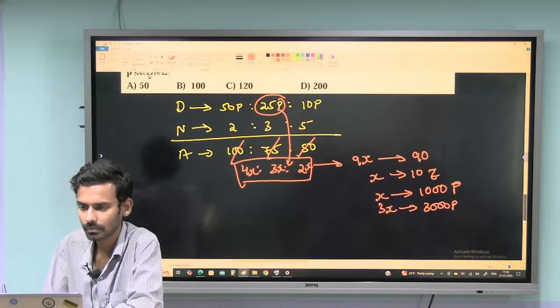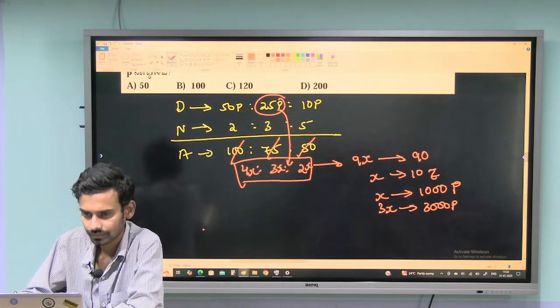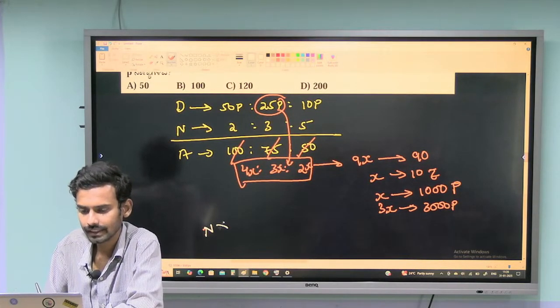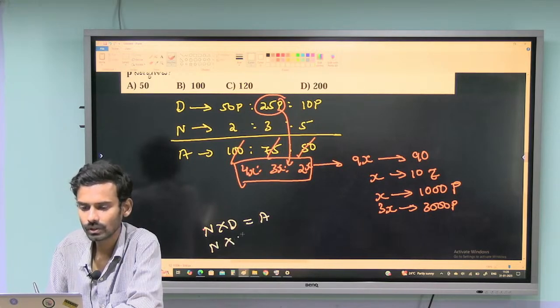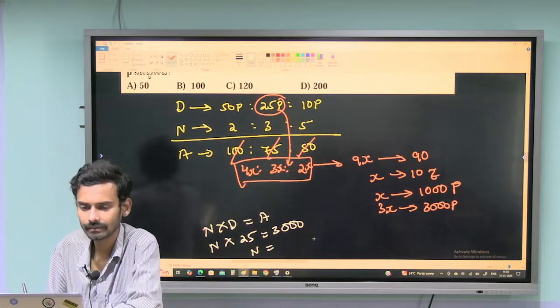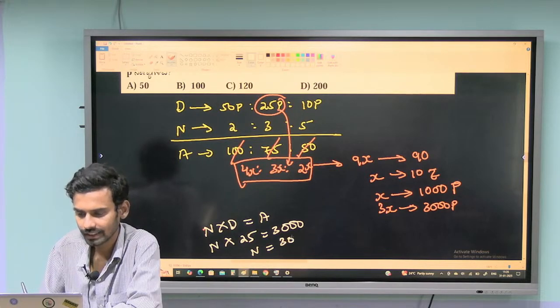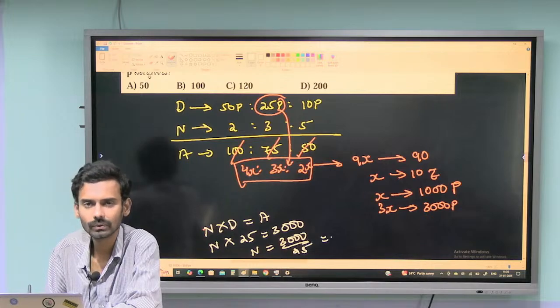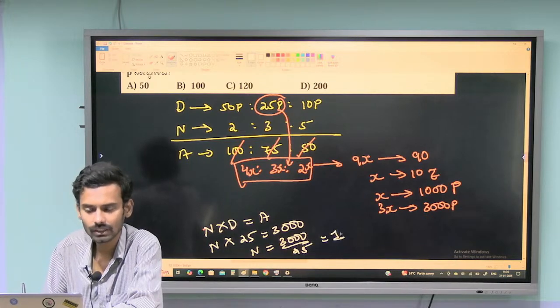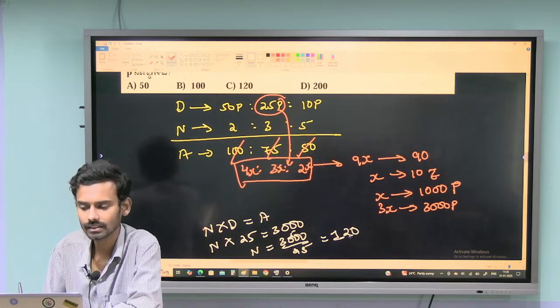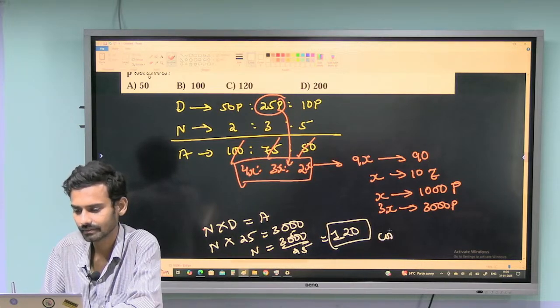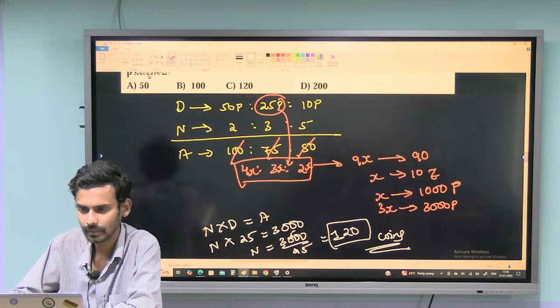Now apply the same formula. Number of coins into denomination will be equal to amount. Number of coins, take it as n, into denomination 25 is equal to 3000. Now cancel. What is the n value that you will be getting? 3000 divided by 25. If you cancel in the 25 table directly, 25 ones are 25, 5 is the carry, 25 twos are 50 and 0 as it is. So the answer will be 120 coins. So the answer will be option C.